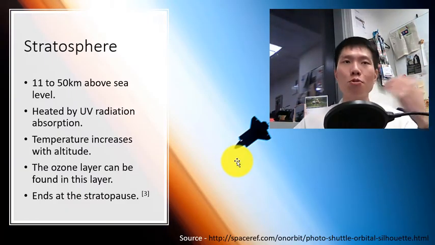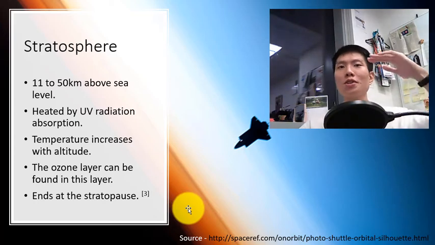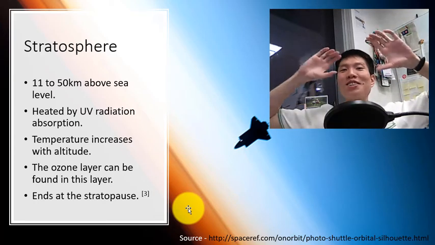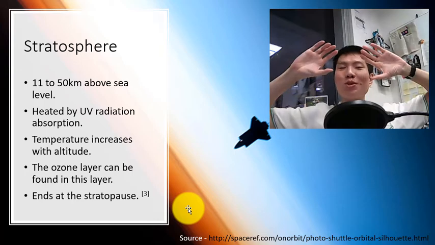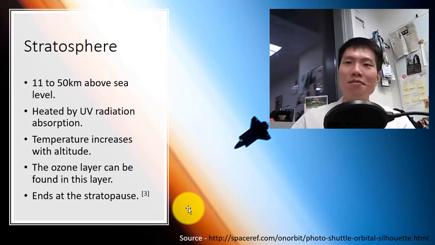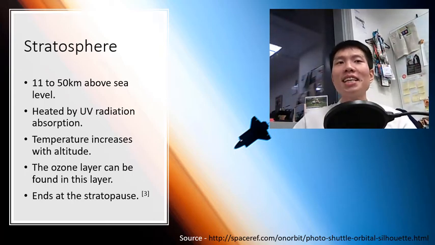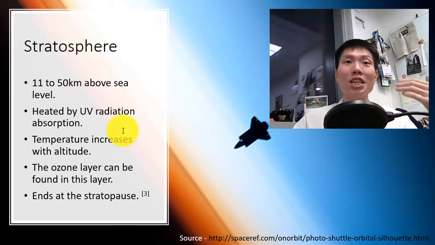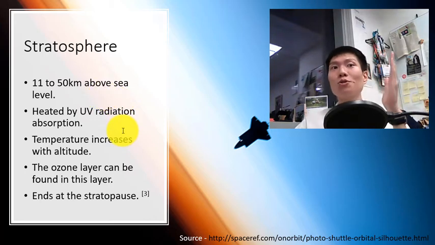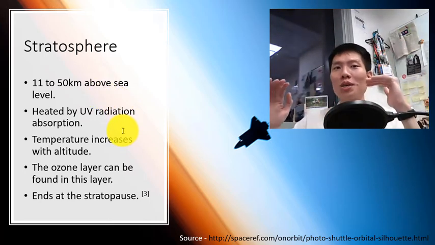Now above the troposphere is your stratosphere, and this is the region where the ozone layer can be found, right? The stratosphere is located between 11 km to 50 km above sea level, and in the stratosphere, the temperature increases with altitude. So it's the opposite, right? We go up higher, it becomes hotter.